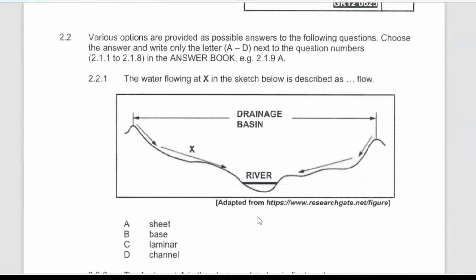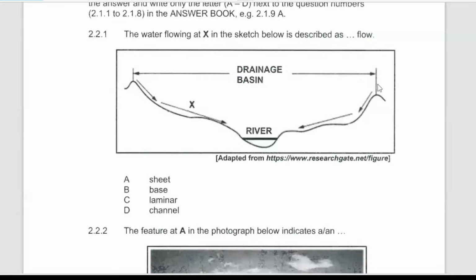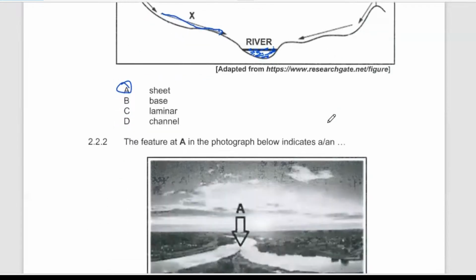Right, moving on to the next question. It says, the water flowing at X in the sketch below is described as what kind of flow? We are seeing that this is our drainage basin and our river is here. The level of the flow of the channel is here, the river is flowing here. So at X here, we are looking at a situation whereby the water is flowing on the surface and is going to feed into the river. So this is sheet flow or surface runoff.